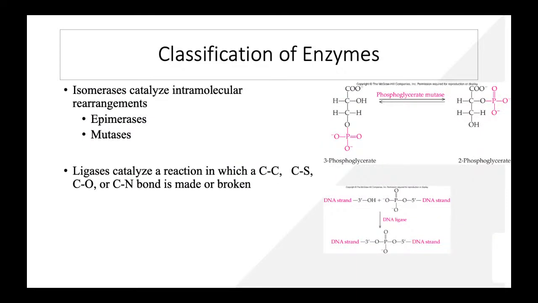Then the isomerases, which catalyze intramolecular rearrangements, like epimerases, mutases. So we have 3-phosphoglycerate. This phosphate group will move from the third carbon to the second carbon, giving 2-phosphoglycerate, in the presence of phosphoglycerate mutase. Then the ligases catalyze a reaction in which they break or make bonds between carbon-sulfur, carbon-oxygen, or carbon-nitrogen. So there's a DNA strand with a 3' OH and a DNA strand with a 5' phosphate group. In the presence of DNA ligase, these two DNA strands are joined together.